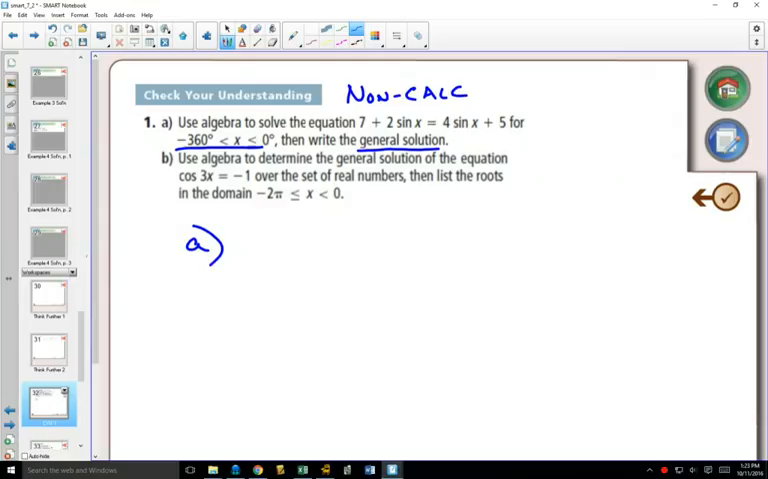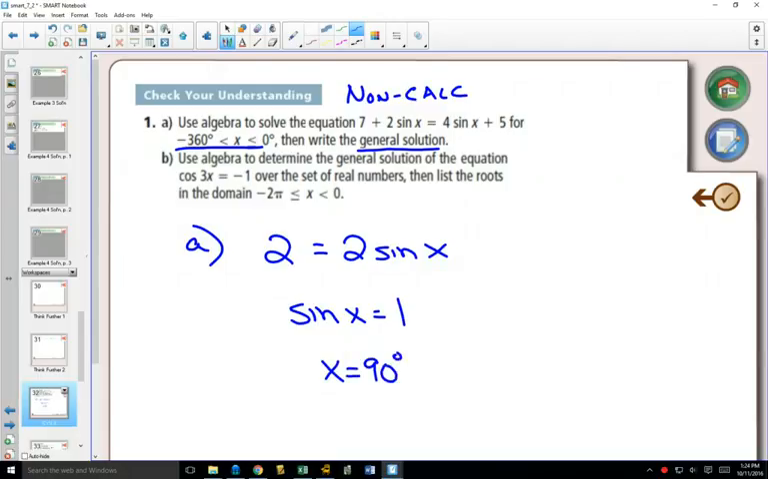First of all, we've got a bunch of like terms here. Can you see that you could subtract 5 on both sides and subtract 2 sine x on both sides? And you get 2 equals 2 sine x. And then if you want to get sine by itself, you could divide both sides by 2, and you get sine x equal to 1. Is that ever on your unit circle? Yes, when? Just at 90. Yeah.